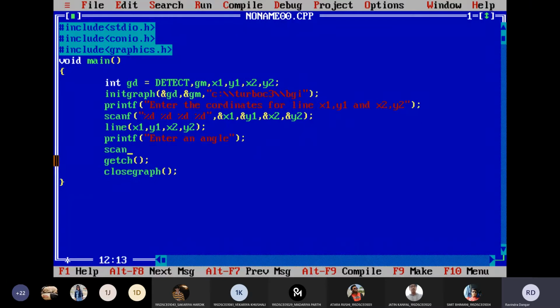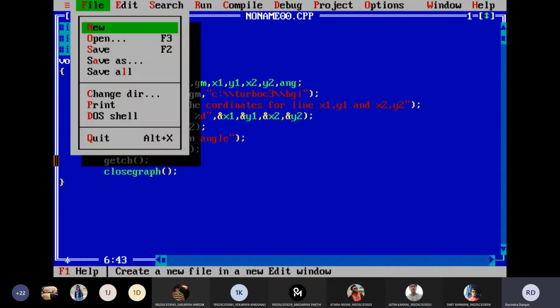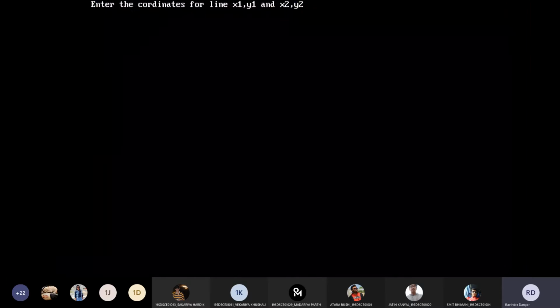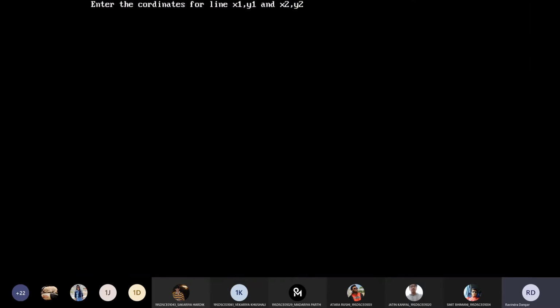Have to scan that also. Scanf percentage d and get that also. So far, is it fine what we have done? Yes, sir. So here what will happen? Once I run the file, we'll get the message, enter the coordinates for line x1 y1 and x2 y2.